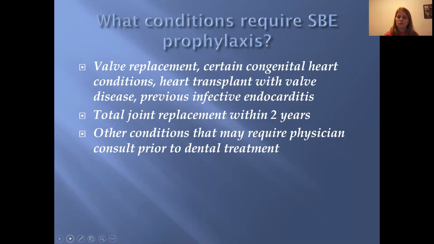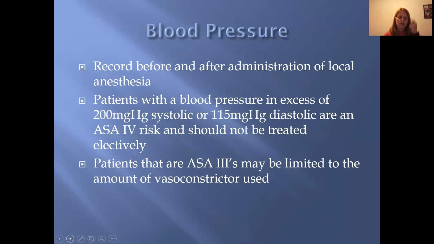There could be other kinds of strange conditions that require physician consult and may require pre-medication as well, but those are a little more on an individual basis. Blood pressure, we need to record the blood pressure before and after we do local anesthesia. And we want to watch those higher blood pressures. Remember, we have new guidelines for blood pressures as of fall of 2018. Patients that are ASA 3s, we need to watch and possibly limit the amount of vasoconstrictor that we use.